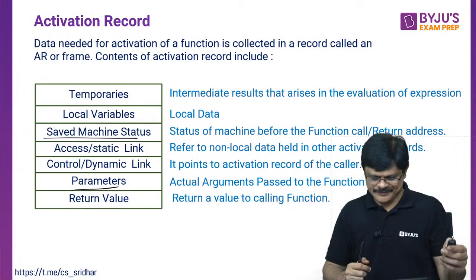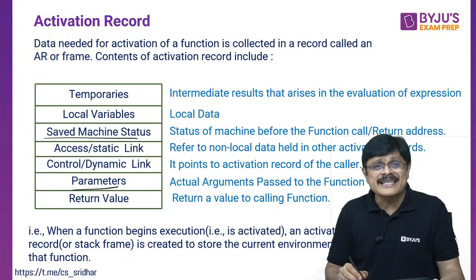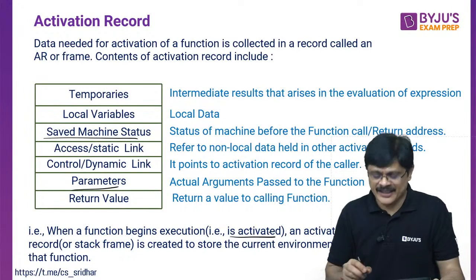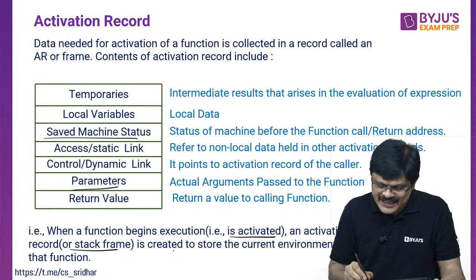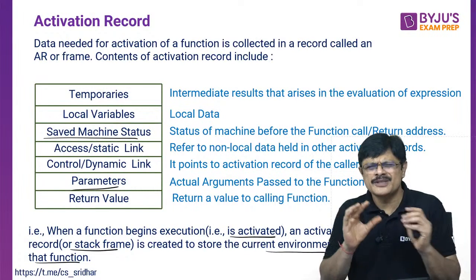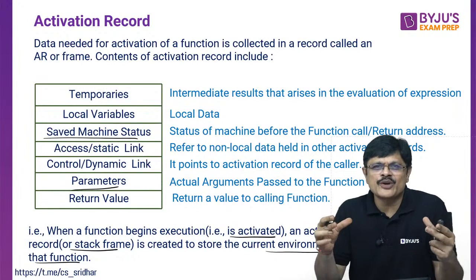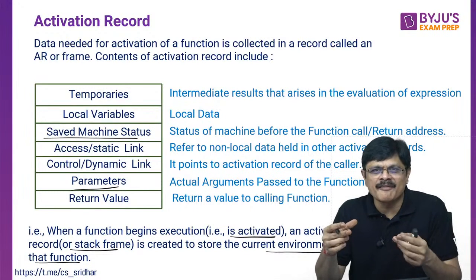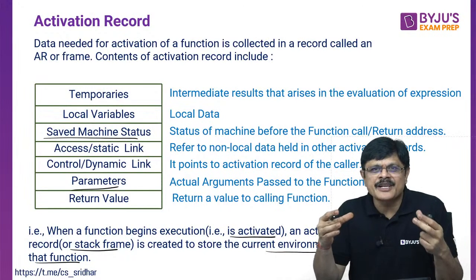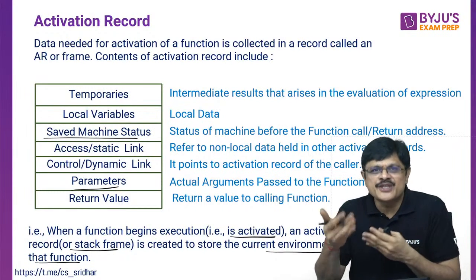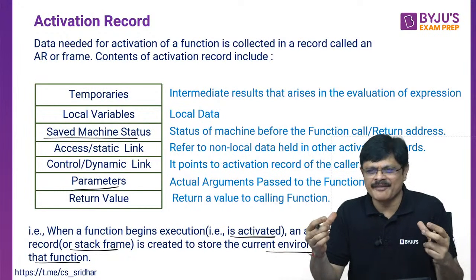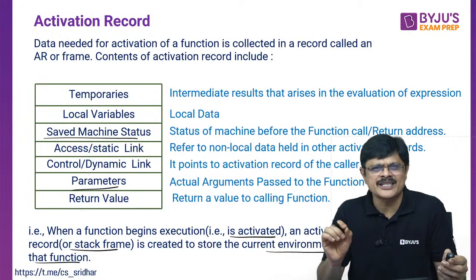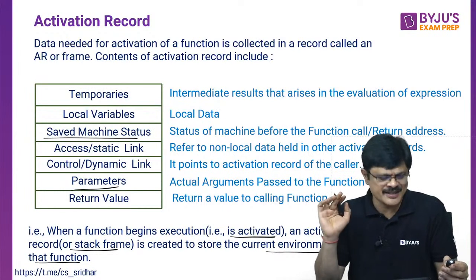When a function begins execution, that is, when it is activated, an activation record, also called a stack frame, is created to store the current environment for the function. So simply, what does an activation record mean? Whenever you call a particular function, all the information needed for executing that function will be stored in the activation record. In a simple sense, that is the story about the activation record.